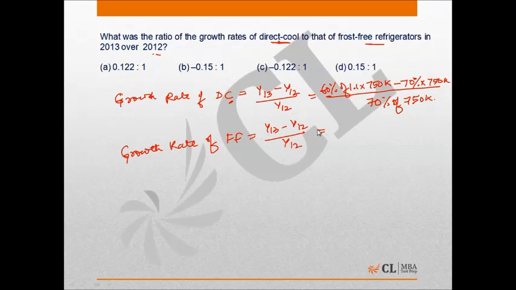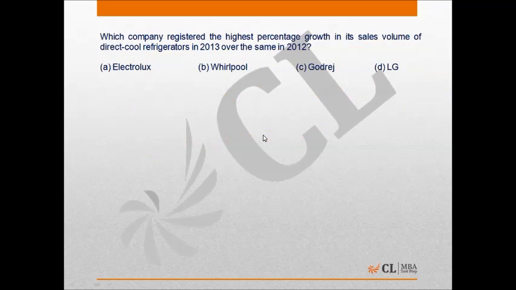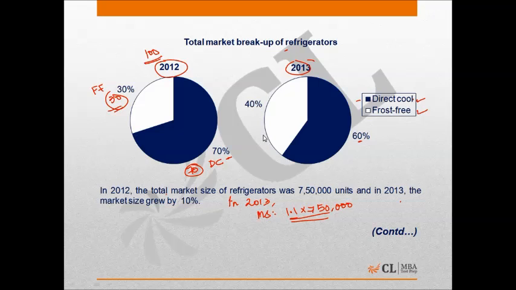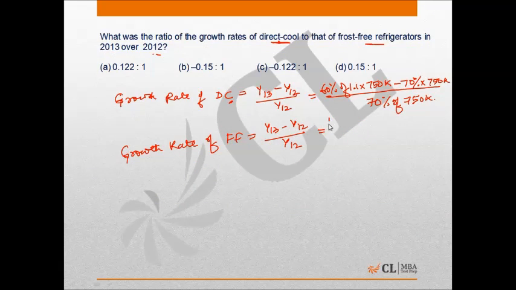Similarly, the growth rate of frost-free is, in 2013 this is 40%, and in the year 2012 this is 30%. So putting the values accordingly, we will have 40% of 1.1 into 750k minus 30% of 750k, whole divided by 30% of 750k. So we need to calculate the ratio of this as well as this.